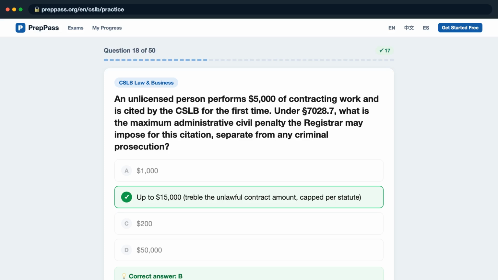BNP Section 7028.7 and related sections authorize a civil penalty up to triple the amount of the unlawful contract for unlicensed contracting, with a statutory cap, currently up to $15,000 for unlicensed activity citations. The registrar may issue this citation independently of any criminal misdemeanor charge under Section 7028.